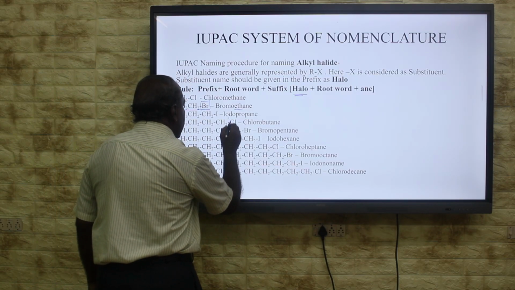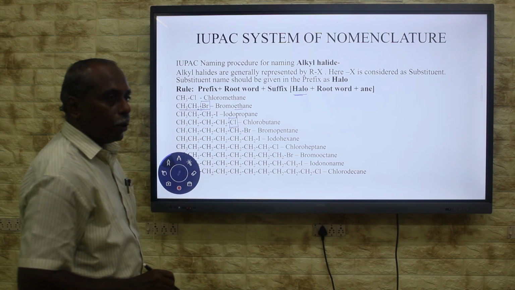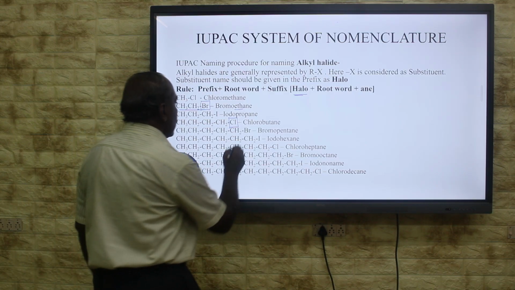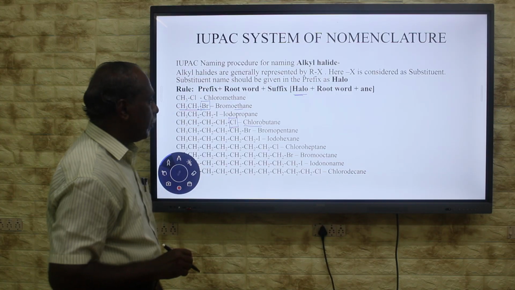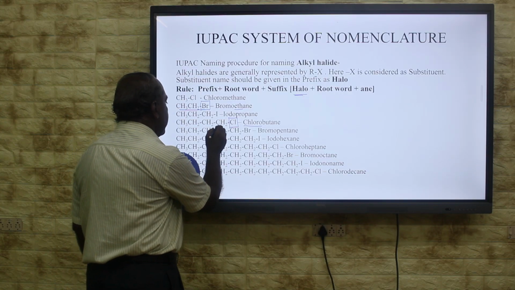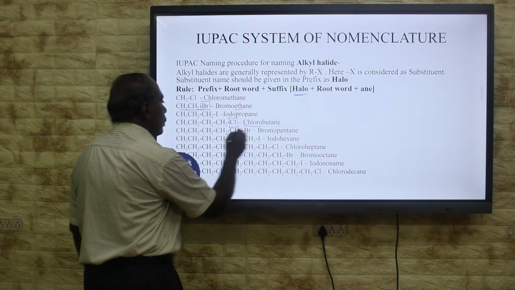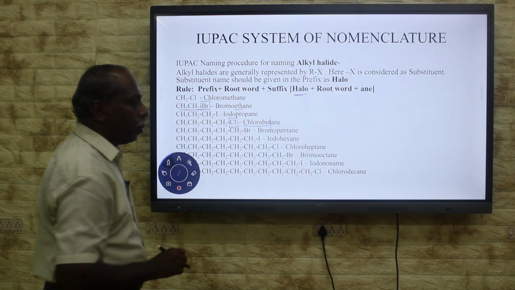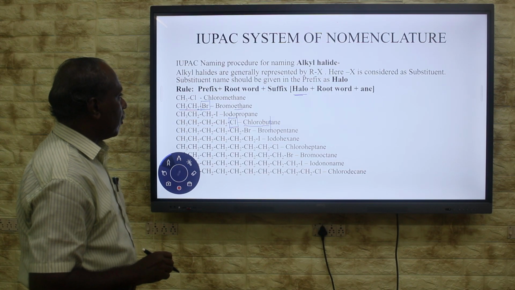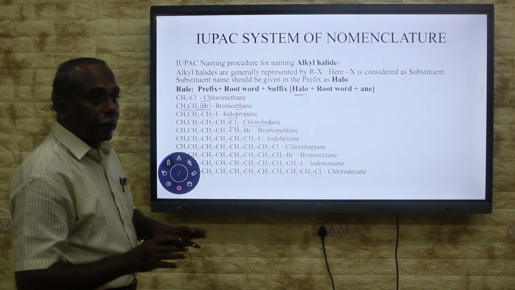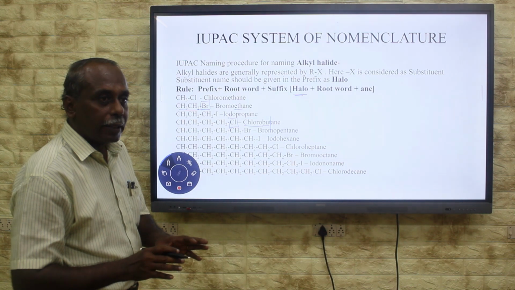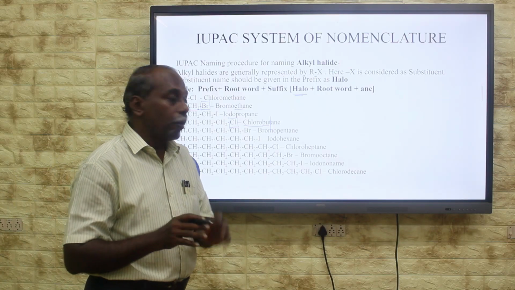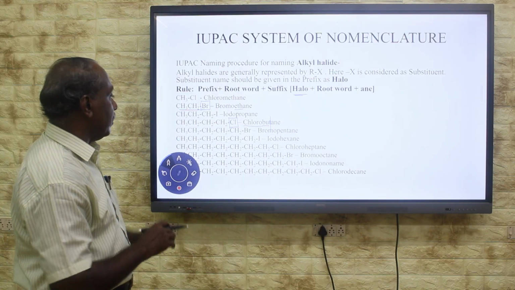Here, the halide is halo. The halo name should be given in the primary prefix. Here, chloro is a primary prefix. Then the carbon chain name is given in the root word: 1, 2, 3, 4, but. Then A and E, as there may be a single bond lying between the carbons, that should be indicated. Therefore, this is the general rule for naming compounds with functional groups of lower periodicity.